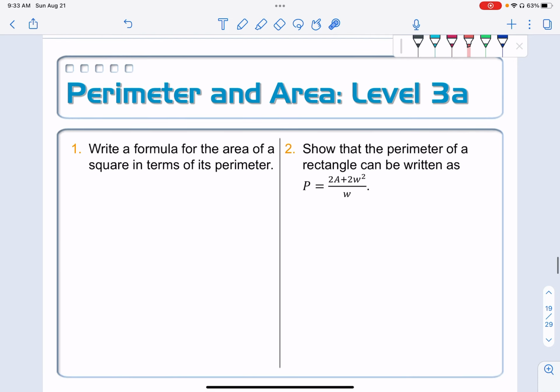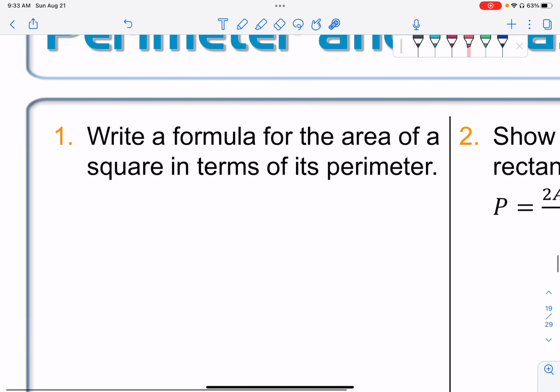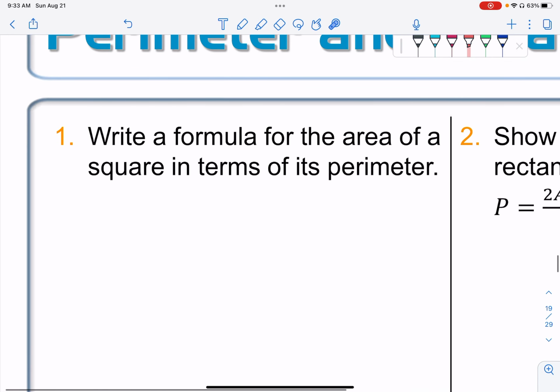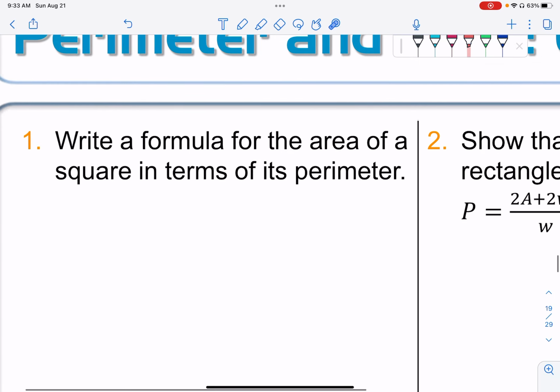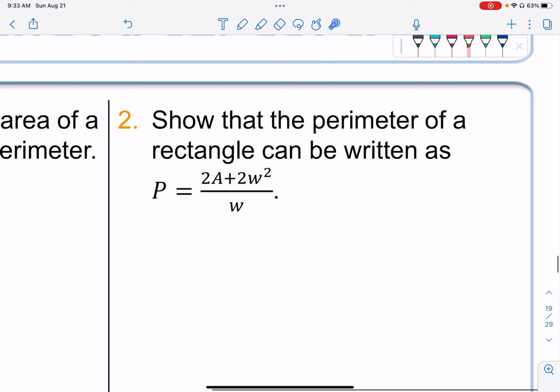Right down here, you can see the first one: write the formula for the area of a square in terms of its perimeter. Very similar to what we just did, but this one is a little bit less complicated because there's no pi in it. Number two, slightly different: show that the perimeter of a rectangle can be written as P is equal to 2A plus 2W squared over W. Now this one's strange because you already have your answer, and there's a couple of ways that you could tackle this. Let's see what you come up with. Can you take the perimeter formula for a rectangle and transform it in some way to make it look like this?